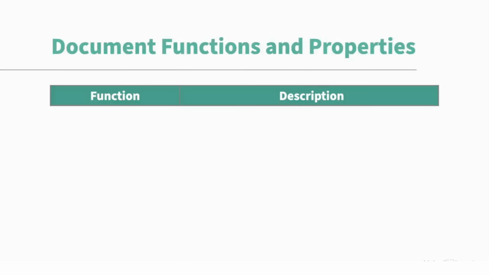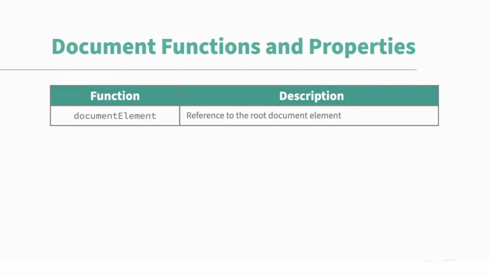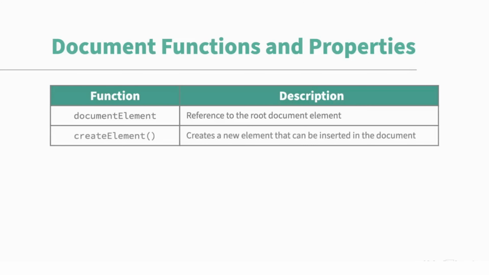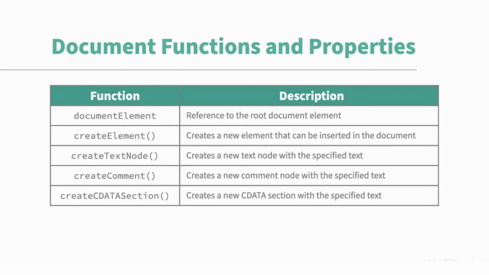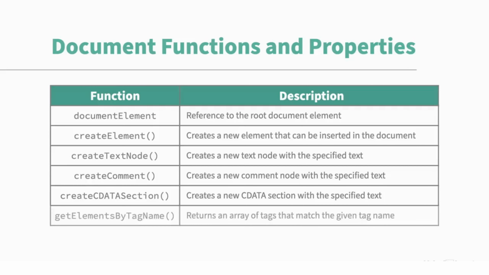There are properties for doing things like accessing and creating document content. So for example, the document element refers to the root document element node. There are create functions like create element, create text node, and so on that allow you to create new nodes of the relevant type. There are functions for accessing nodes in the document. So for example, the get elements by tag name function will return an array of tags that match a given tag name. So for example, you can ask the document to get elements by tag name and give it something like the letter P, and it will give you all the paragraph tags in an HTML file.